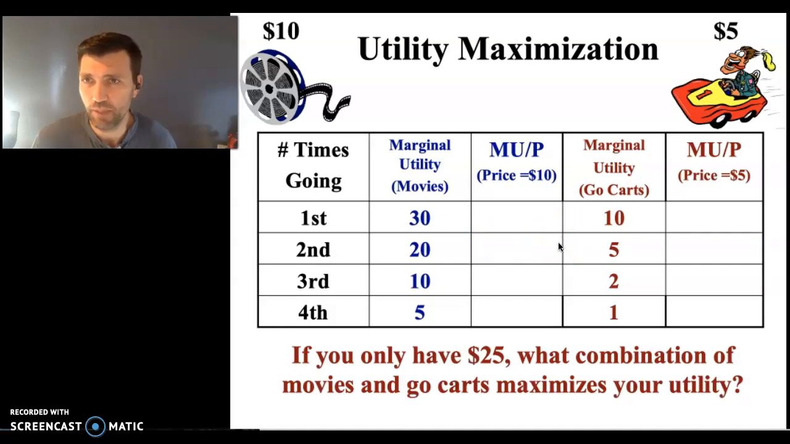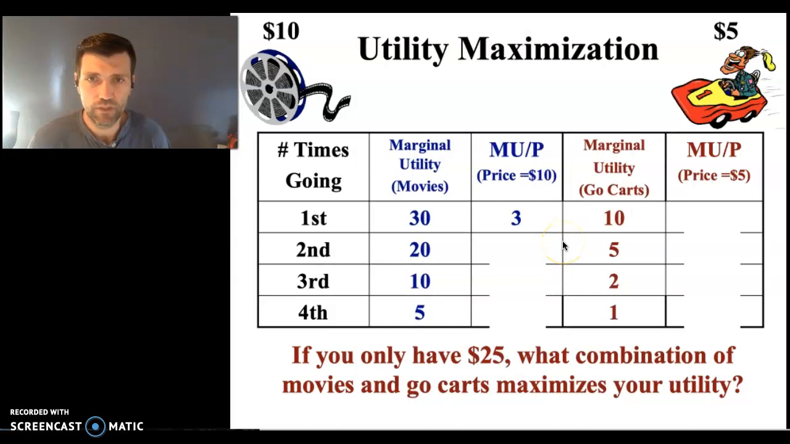And then what we put on top of that is that you have $25 as a budget constraint. So this is the way the question is typically posed by the College Board. How many times should you do the movies? How many times should you do the go-karts, given all of this information? So let's do the division quickly. We see that the first unit of movies gives us 3 utilities per dollar. The first unit of go-karts gives us 2 utilities per dollar. And filling in the rest of the chart, we get information that looks like this.